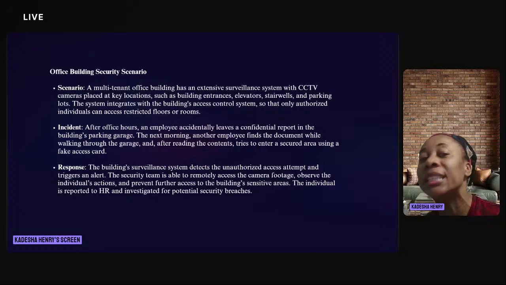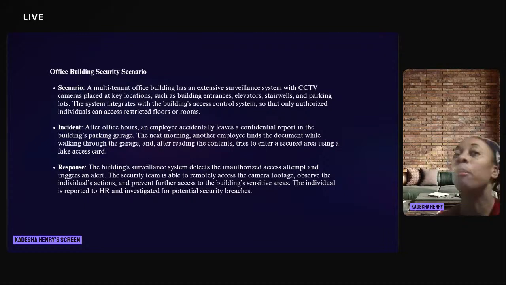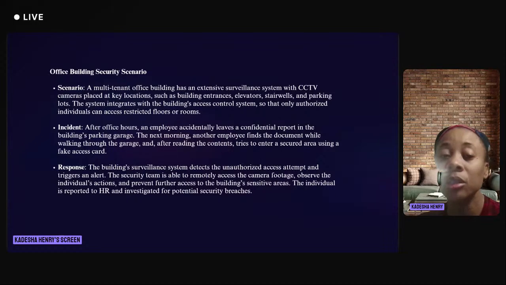And all of these, guys, is very important when you are planning the security of your data center. Not only physical, but there are other types of security that we're going to talk about, right? Let's look at another scenario with an office building.